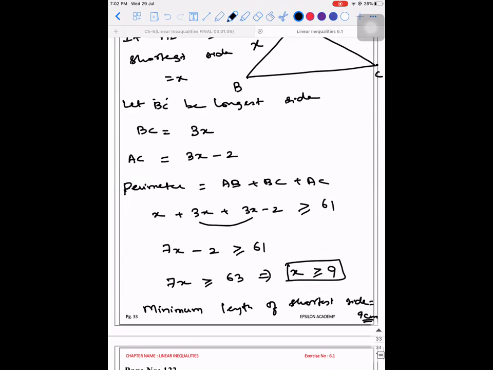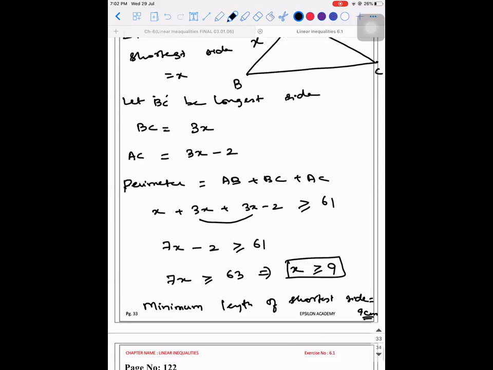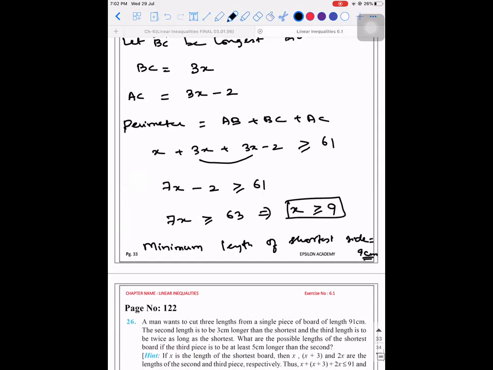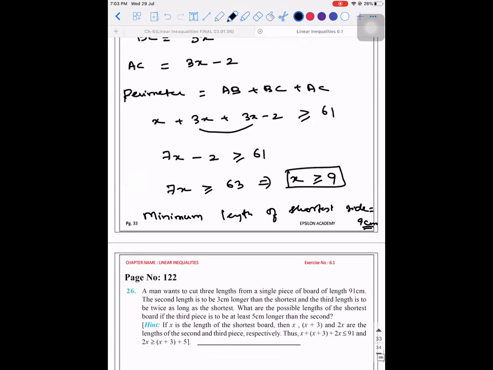Had they asked for the range of values, then you can plot it. See, the number line is used to plot the range of values. If there is more than one value or something like that, you can use the number line. Okay. Shall I move on? So I'm moving on.